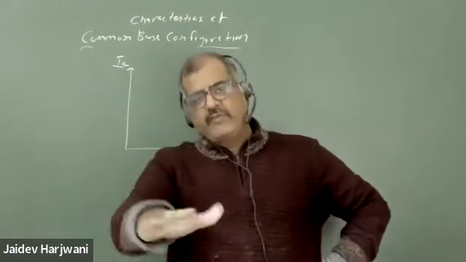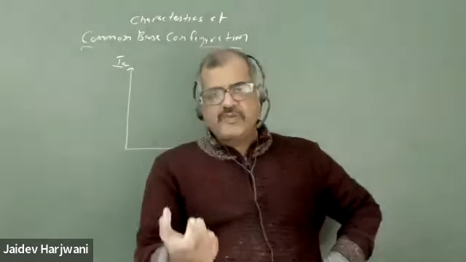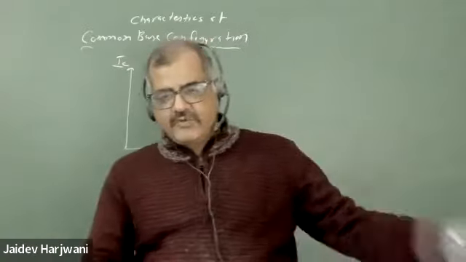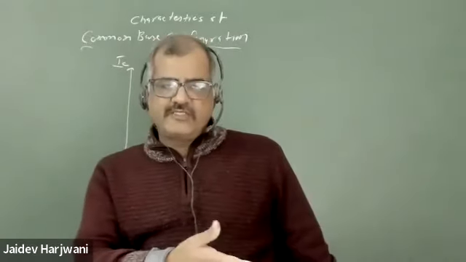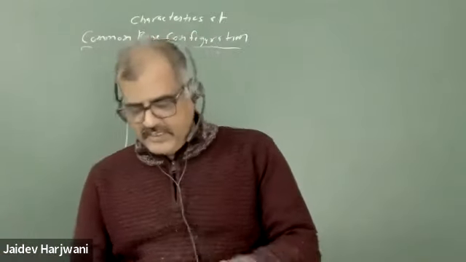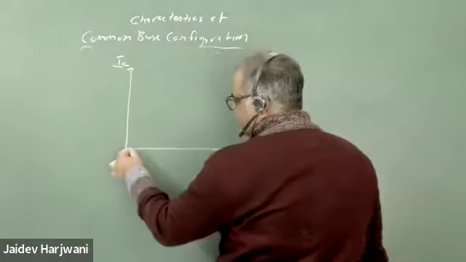Because it will become forward only when you apply 0.7, because VB is 0.7. Until you apply 0.7, you don't get any forward current. So either you are applying reverse bias to the input, or you're applying zero bias. Both are called reverse bias.